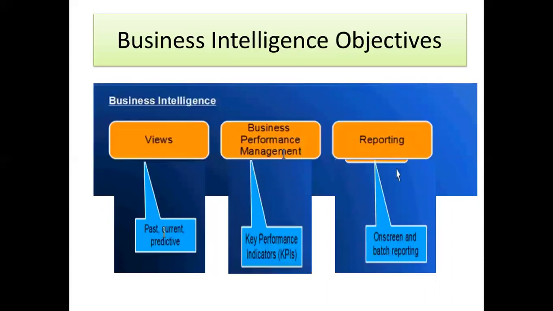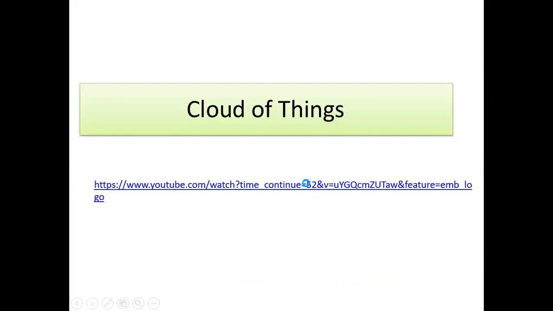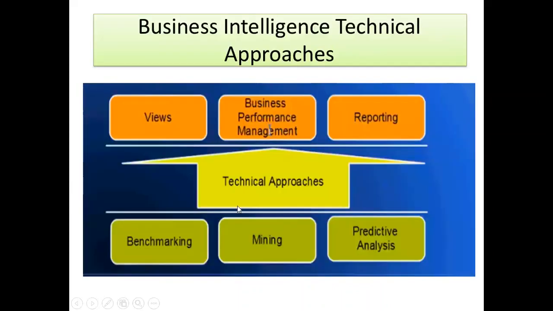Now see the objectives of business intelligence here. Views, like past, current, predictive. Then business performance management, that is key performance. Then reporting, on-screen and batch reporting. We are going to create the reports. Now here you can see some technical approaches: benchmarking, data mining, predictive analysis. These are the technical approaches for business intelligence. Okay, that is all about business intelligence.